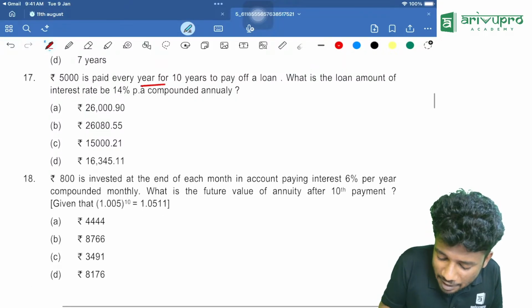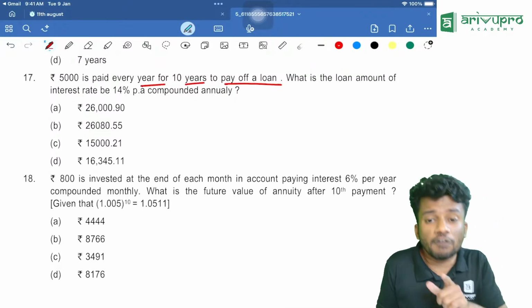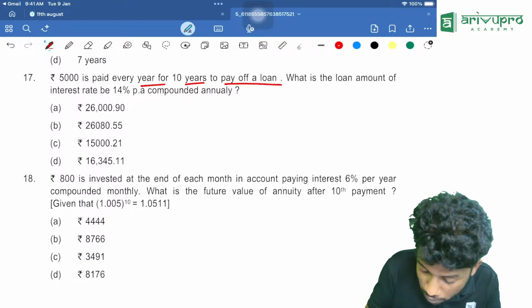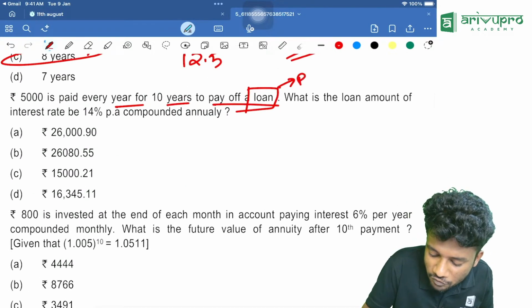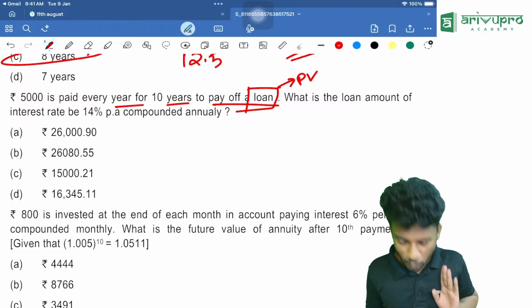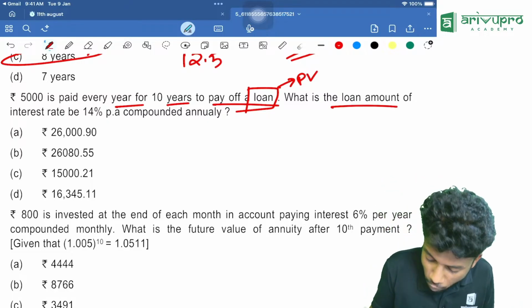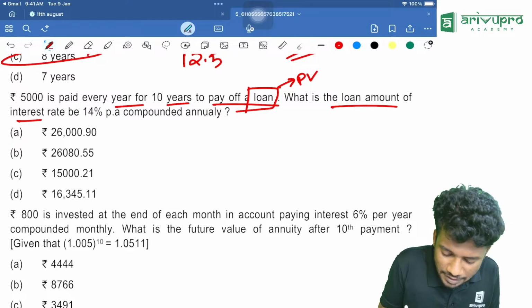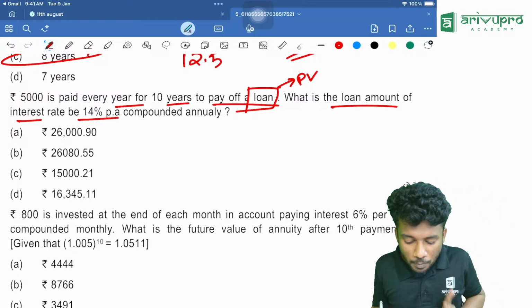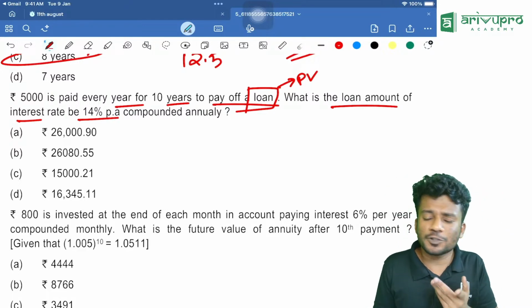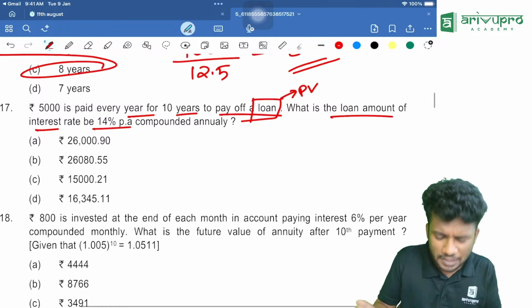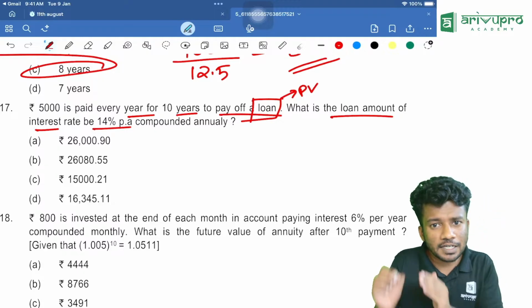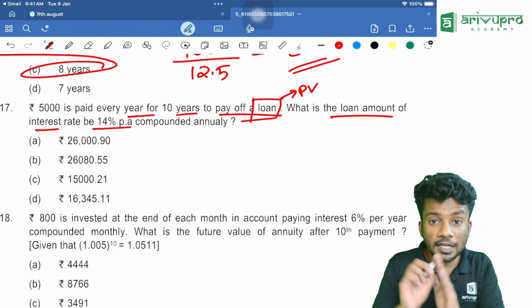5,000 is paid every year for 10 years to pay off a loan. Loan, important. Whenever it is mentioned loan, we will be finding present value. What is the loan amount if the interest rate is 14% compounded annually? Directly you can use GT method in your calculator, or you can use the formula. I'll be using the GT method. If your calculator has GT method, it is well and good.